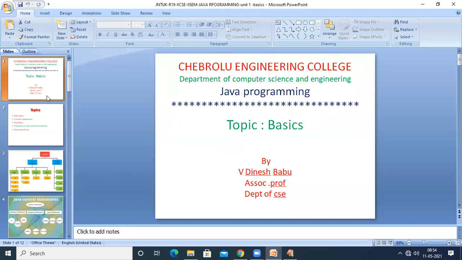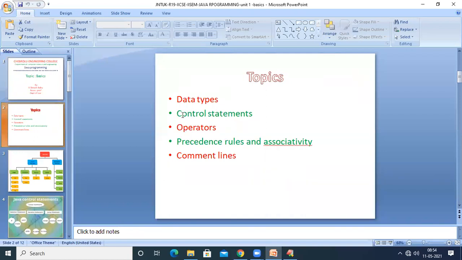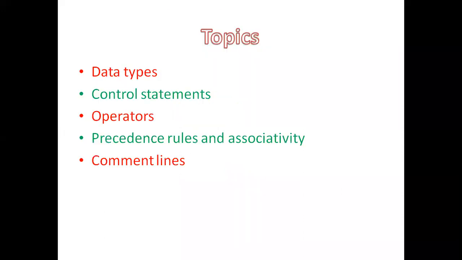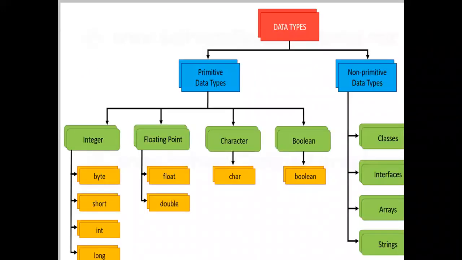In this session, we are going to start today's session with the control statements. In yesterday's class, we completed the data types. We have seen different data types in Java programming language. The data types are mainly categorized into two types, primitive and non-primitive.